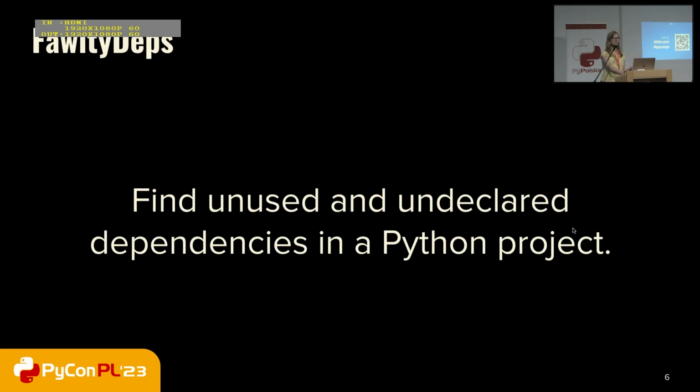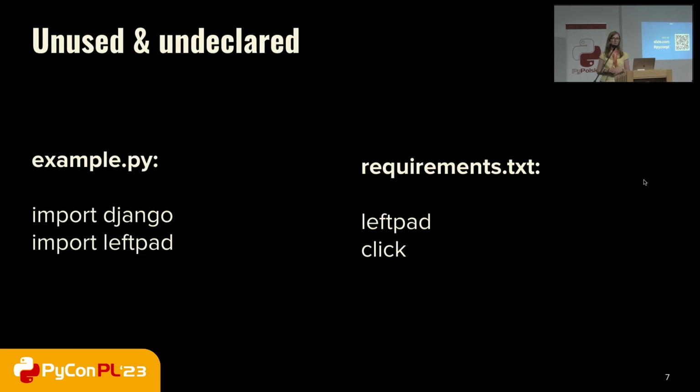So, we have one goal, and we want to do it like in the Unix philosophy. This tool that we provide must do one thing and do it well. It needs to find unused and undeclared dependencies in a Python project. And just to be on the same page with everyone, let's clarify what unused and undeclared dependencies mean.